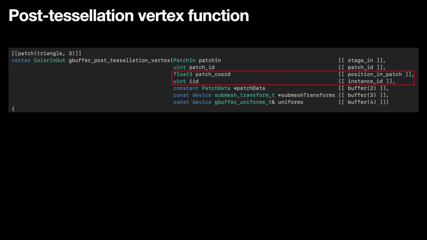The next difference between an ordinary vertex function and a post-tessellation vertex function is the position in patch attribute. A parameter with the position in patch attribute contains barycentric coordinates of the current vertex in the patch. The next parameter is the instance identifier for repeating mesh geometry. Now we use all function inputs to calculate the tessellated vertex data.